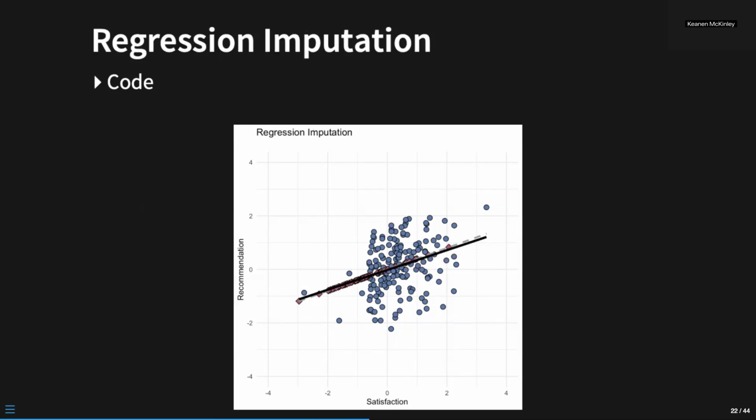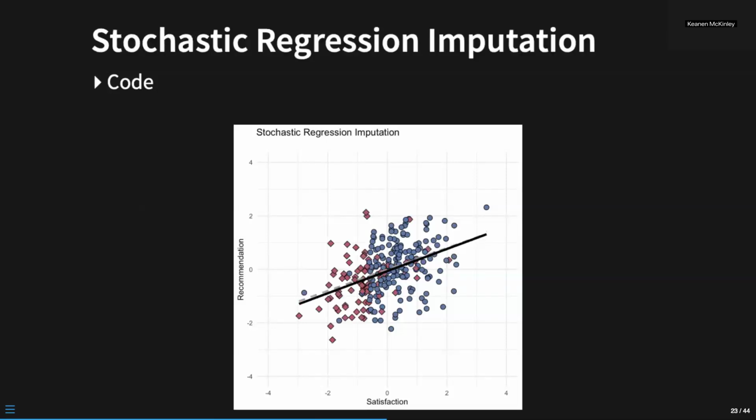This is where you're predicting the recommendation score, and you can see that the points end up perfectly on the regression line, which is not realistic. And then there's also stochastic regression imputation, which makes the data look a bit more realistic because we've got some noise in there that we've added to our regression model.